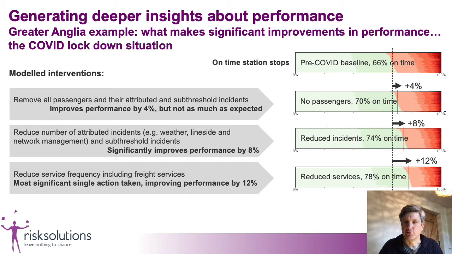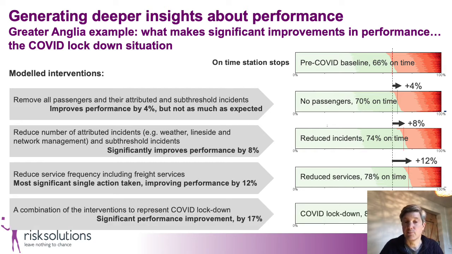Lastly, we looked at reducing service frequency. We reduced freight services and passenger services from the timetable, and this had the most significant improvement in performance. The result was a 12% increase in station stop on time. Lastly, we combined all three together, and that gave us the final 17% improvement. Not quite as much as we needed, but we thought that demonstrates the way in which we could use Savi to explore the causes of performance improvement.